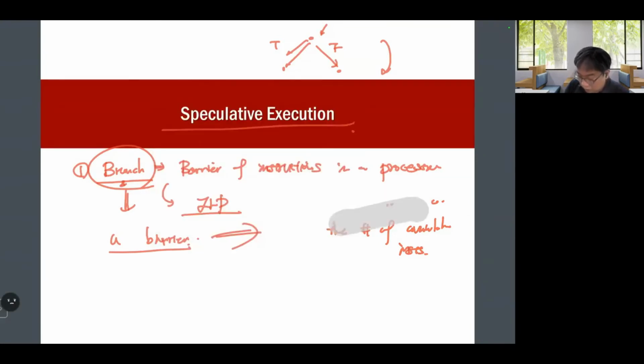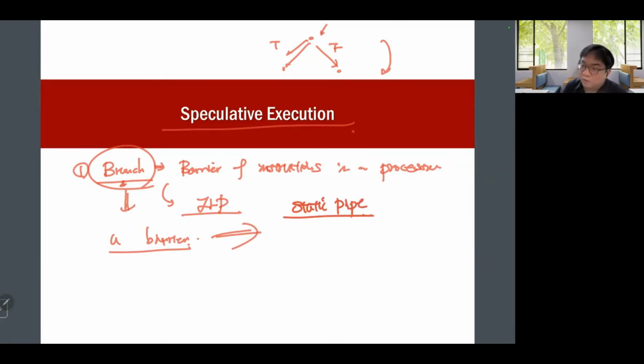So let's think about the static pipeline architecture. Actually, we already learned about the branch predictor in the undergraduate course. We learned about dynamic branch prediction. Then think about how the static pipeline architecture handles a branch instruction with the branch predictor.